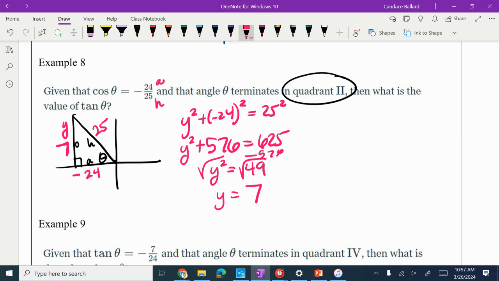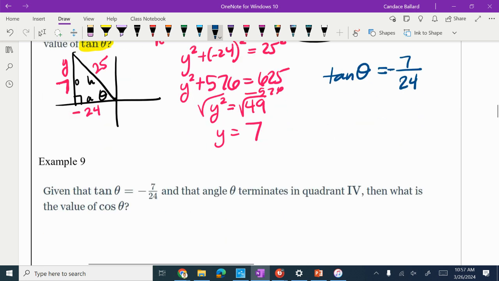We're not quite done with the problem yet, right? We still have to find what tangent is. So in SOHCAHTOA world, what's tangent? Opposite over adjacent. So I'm going to use 7 over negative 24. And is it okay to put the negative in the bottom? Is it okay to put the negative in the top? Is it okay to put the negative out front? Yeah. So you can put the negative wherever you want as long as you've got it there.